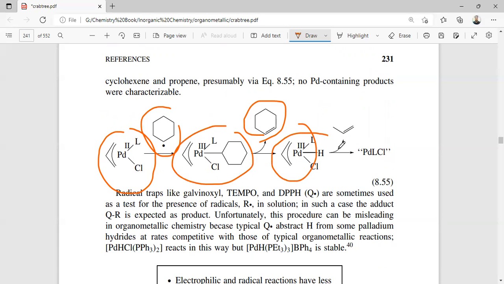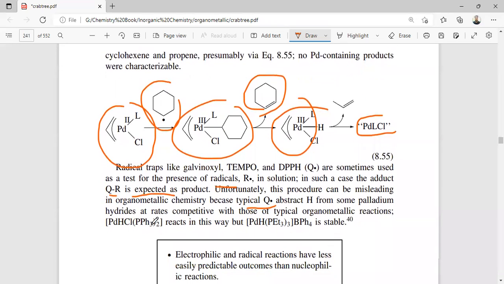So next, this allyl is effectively eliminated to form this alkene. Radical scavengers like galvinoxyl, TEMPO, and DPPH are quite often used to test for the presence of radicals. In such a case, the radical scavengers are expected to trap the radical to give the product. Unfortunately, this procedure can be misleading in organometallic chemistry, because the typical scavengers abstract hydrogen from some palladium metal hydrides at a rate competitive with the typical organometallic reaction. The trans-Pd hydride ClPPh3 also reacts in this way, but the palladium(II) is stable.